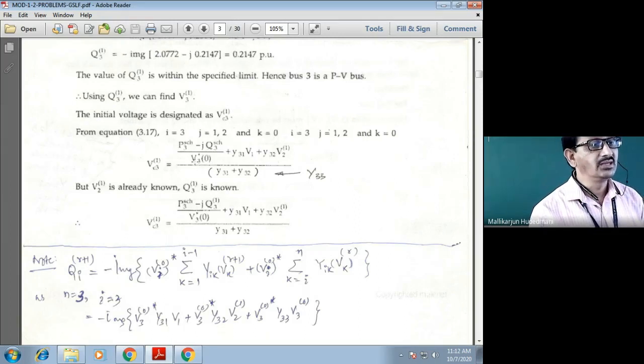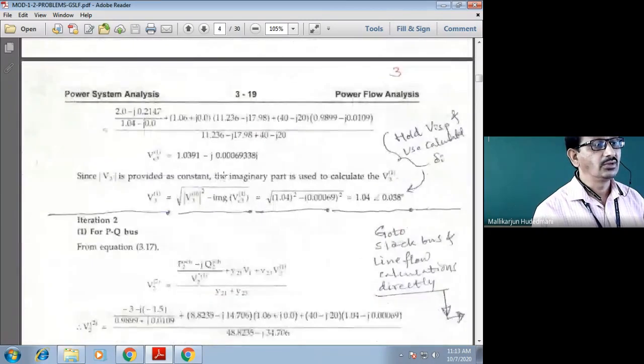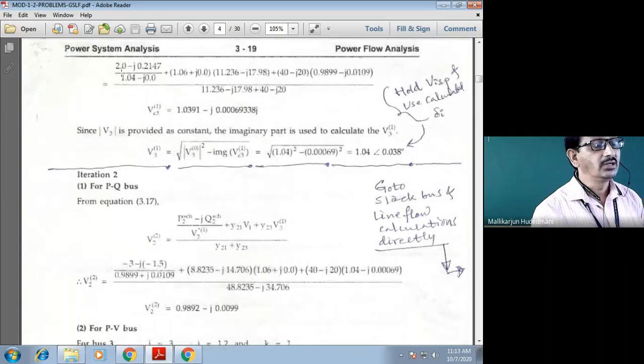Because it's a PV bus, initial estimate works out as 1.04 only, whose conjugate, and V1, slack bus voltage. What is V2 of 1? Just now, previous step was bus 2's calculation, whose voltage 0.9899, whatever we got, we have to obtain. Now I'll move to the next page. You will see substitution of these things. Can you see over here? P2, nothing but P3, 200 megawatt divided by 100. PG minus PD. PG is plus, PD is not there, it is plus.